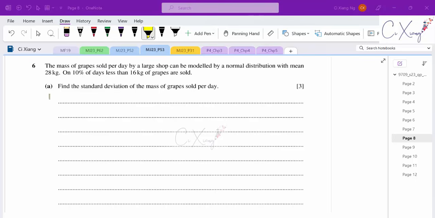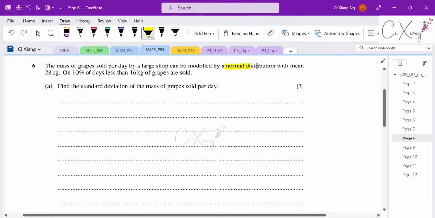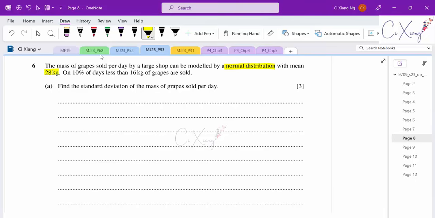Okay, so question number 6. They are talking about the mass of grapes sold per day by a large shop, which can be modeled by a normal distribution. So please highlight the keyword normal distribution. The mean given is 28. On 10% of the days, less than 16 kilograms of grapes are sold. They want us to find the standard deviation.